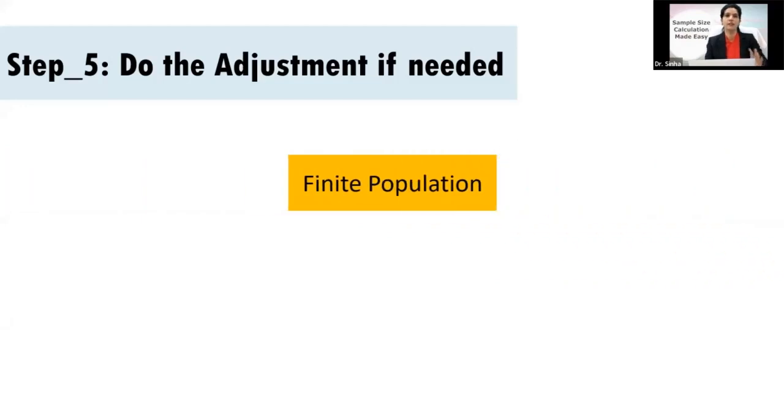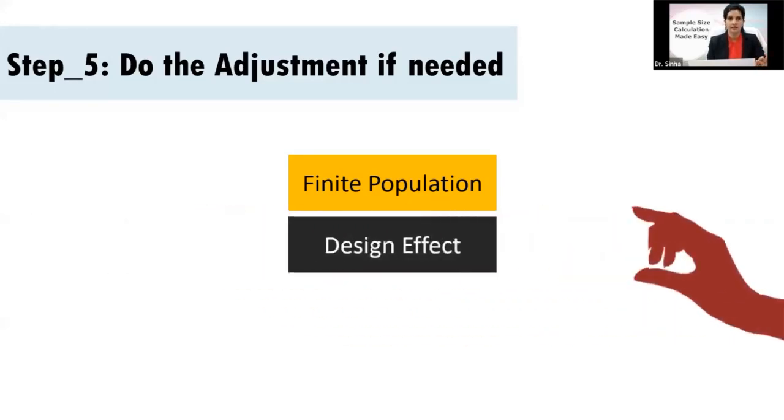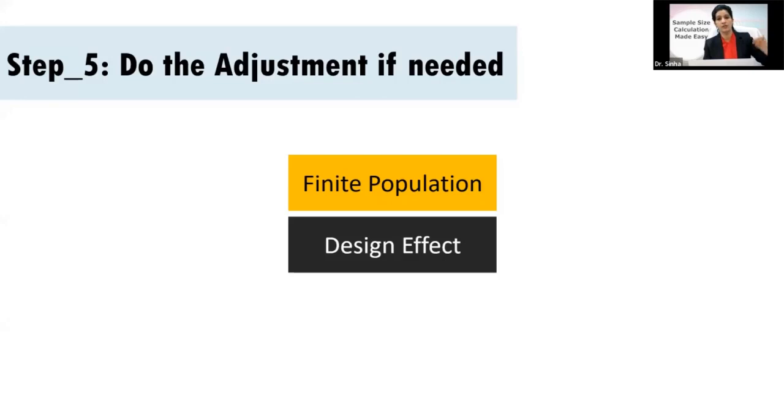So basically we do three adjustments. We do the finite population adjustment. We'll see each of these three adjustments one by one. Then we do the design effect. If you're selecting your study subjects through multi-level or multi-stage sampling, then the design effect is there because there is clustering of your study subjects. So then you put in this design effect.